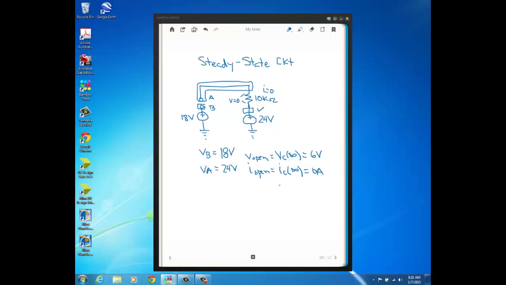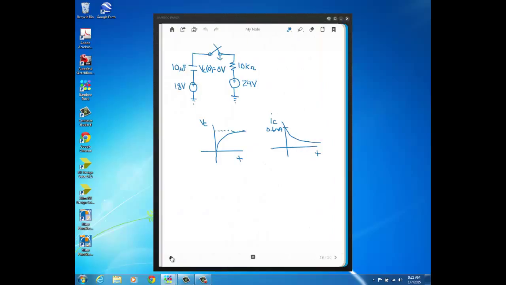Okay, so we can go back to our voltage and current curve, and write in that this VC here is 6 volts at steady state. That's what the capacitor is going to charge up to. And then the steady state current is going to be 0 for all practical purposes.